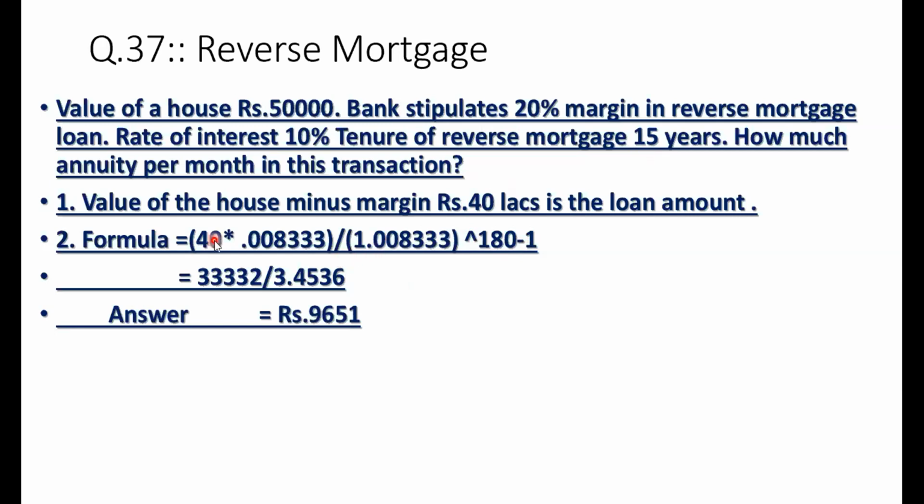The numerator is 40 lakhs, not 40. I have just put 40 to reduce the zeros, 40 lakhs into 0.00833. That is 10 divided by 12, this is the value. Because the 10 is per annum, monthly you have to calculate monthly interest. If you work out this, one more exercise I have given so that you should not miss.